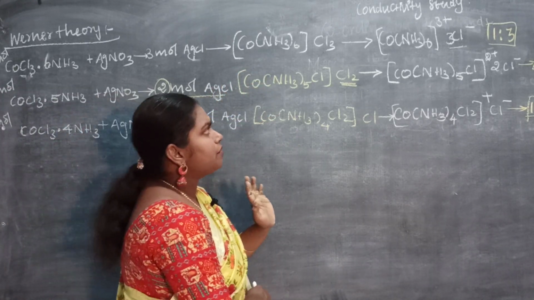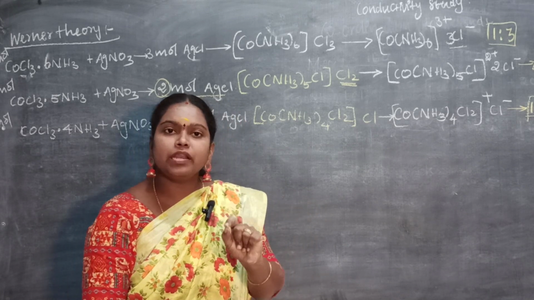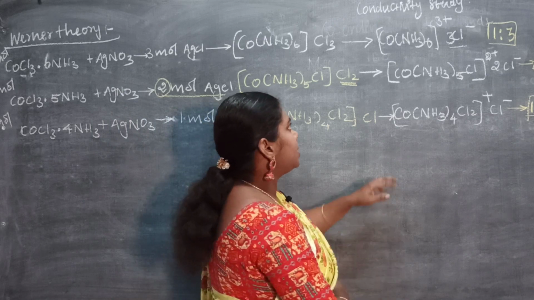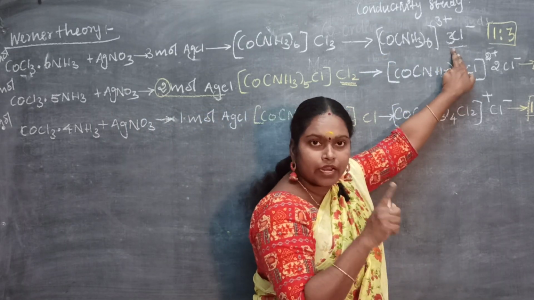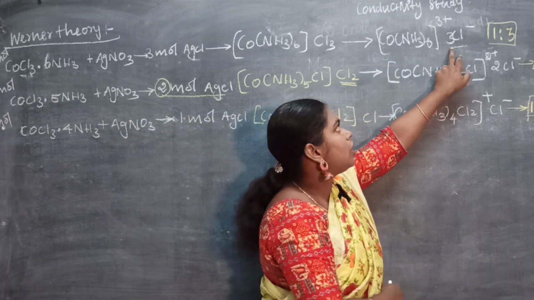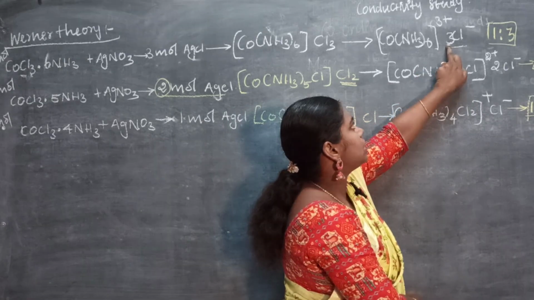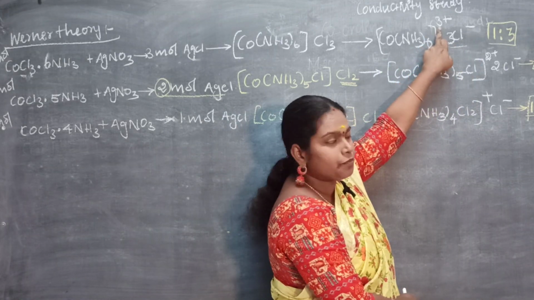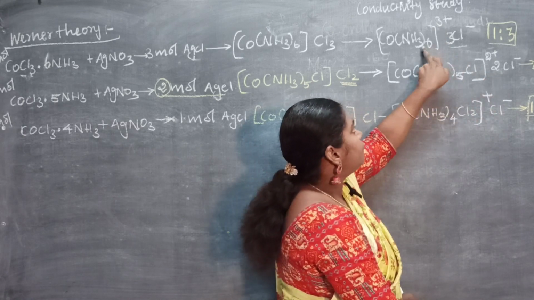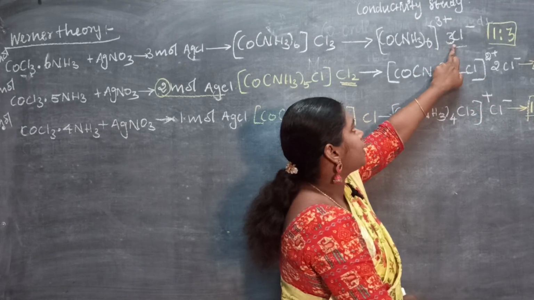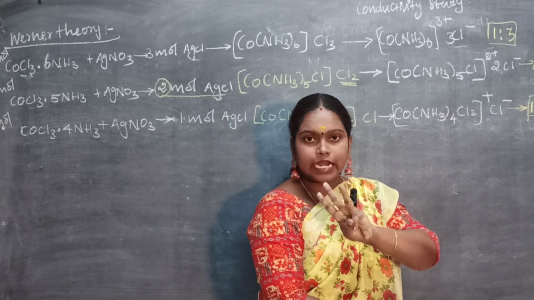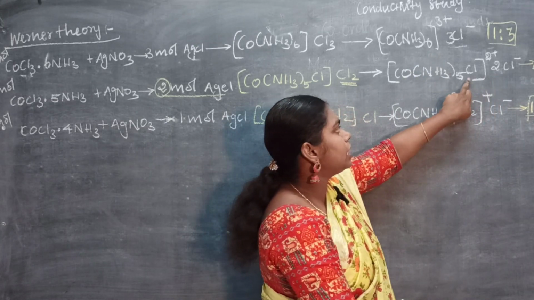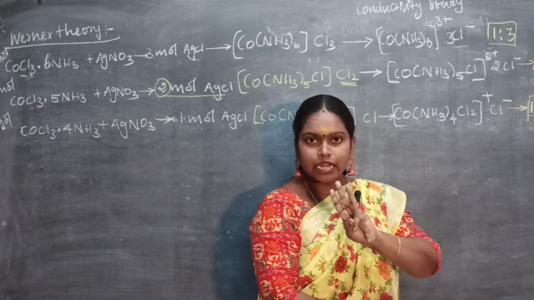Next, they may ask how many ions are present in the complex. Only the counter ions outside, we have to take their charge. How many counter ions are there? 3 Cl minus. So definitely the complex has 3 plus. Then the number of ions: here it is 3 ions, here it is 1 ion, totally 4 ions are present. In the same way, in this case 2 ions, here 1 ion, so totally 3 ions will be present.